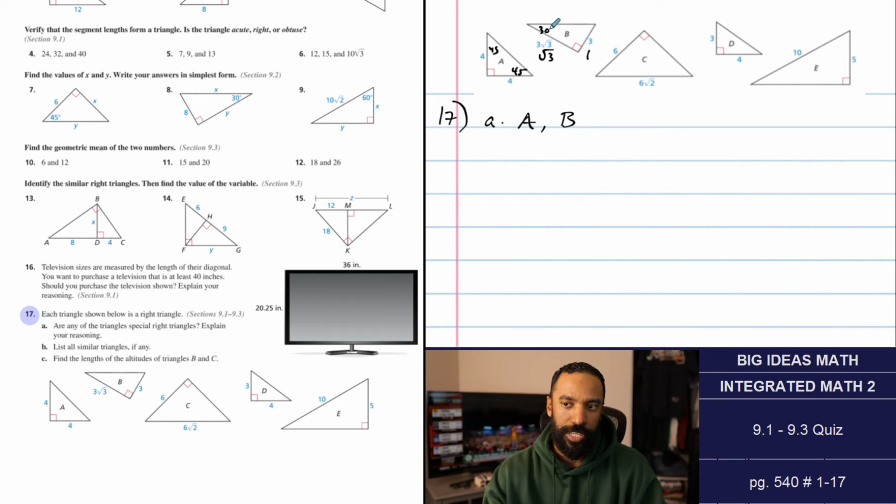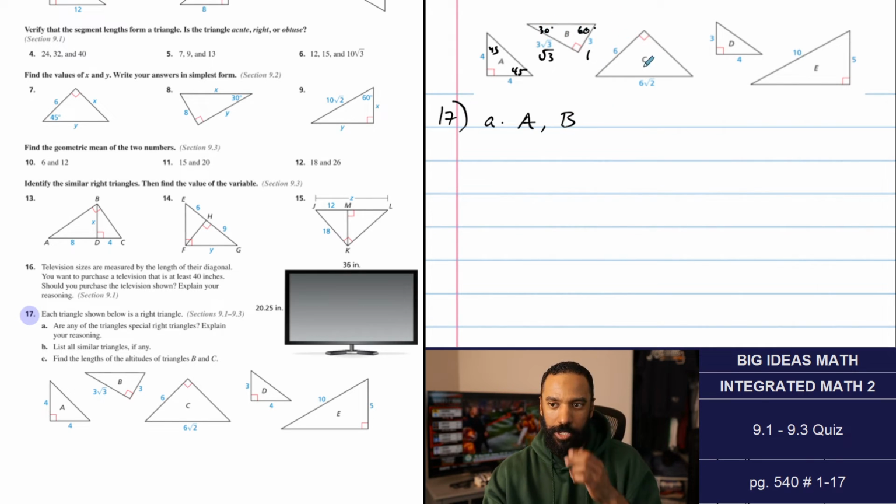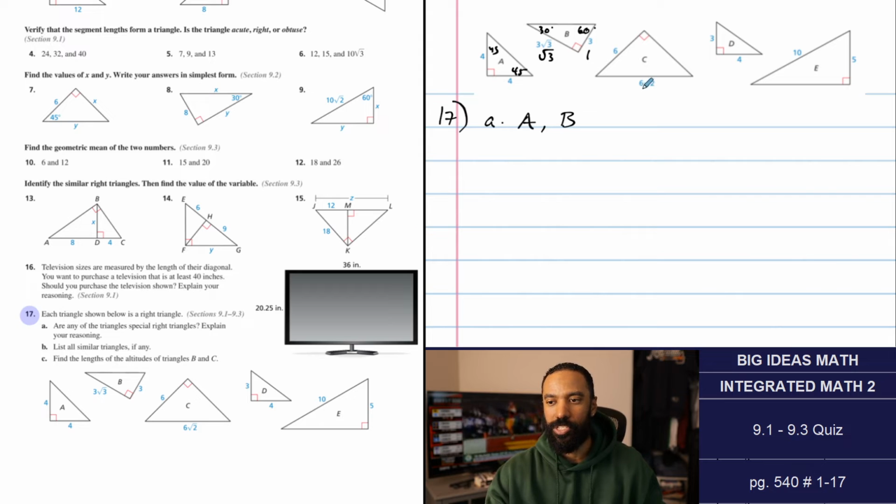This is the 30, 60, 90 triangle that has a ratio relationship. This is 6. This is 6 root 2. That's a 1 to root 2 relationship. In the same way, by Pythagorean theorem, this would be 1. So this is a 45, 45, 90. So C is indeed one as well.